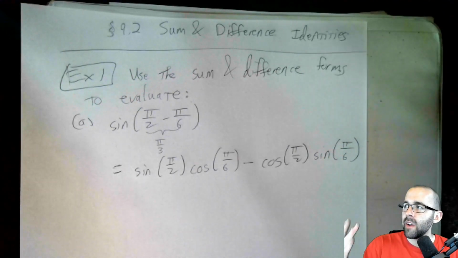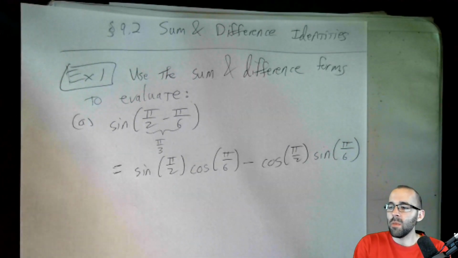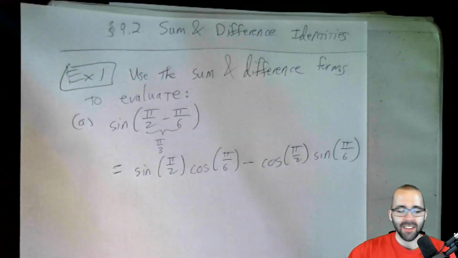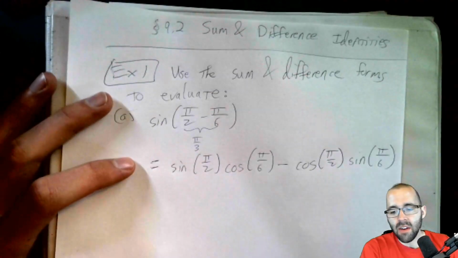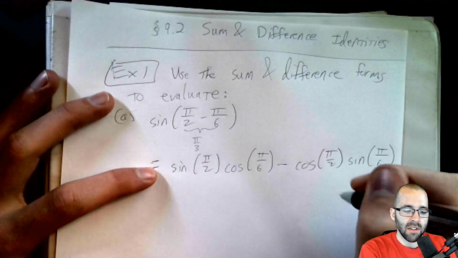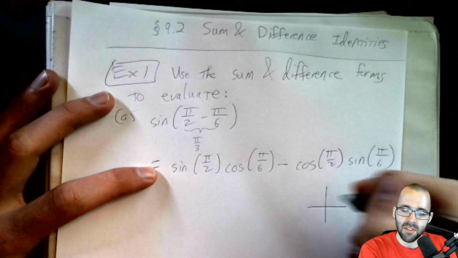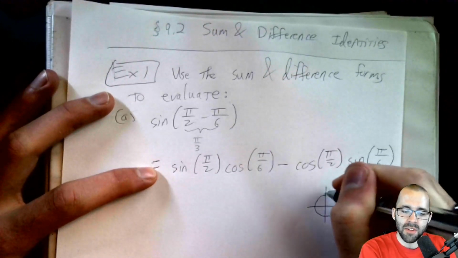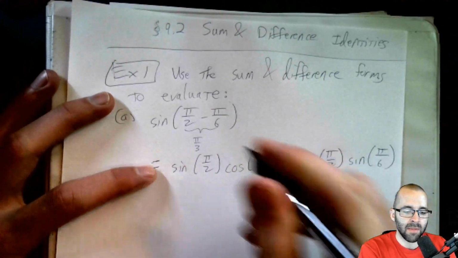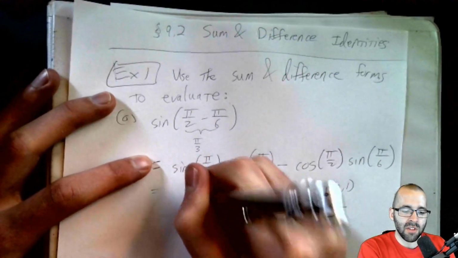And now we just evaluate all this stuff and simplify and hope that we get the same thing. So let's do it. Sine of pi over 2. Remember, sine of an angle is its y-coordinate on the unit circle. So pi over 2 is 90 degrees. That's this point up here, where x is 0 and y is 1. So sine of pi over 2 is just 1.